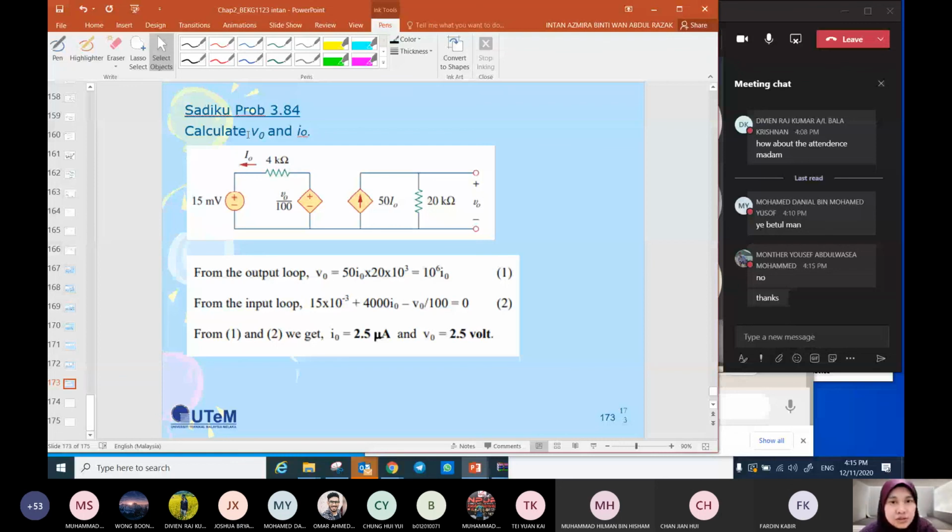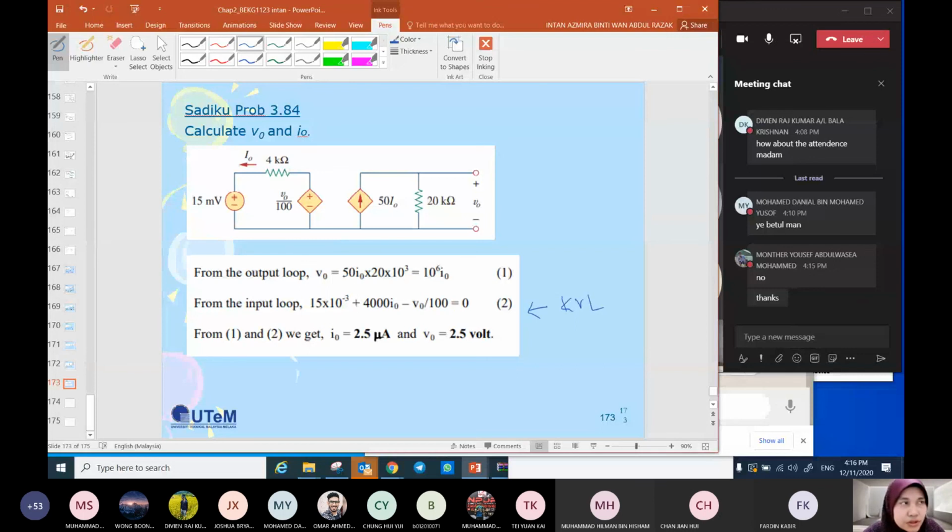So how to find V0? V is equal to I times R, and I is equal to 50 I0. 50 I0 multiplied with 20k, we get 10 mega I0. Okay, this is the first equation. And then from the input loop, we apply KVL here. This is the KVL equation.